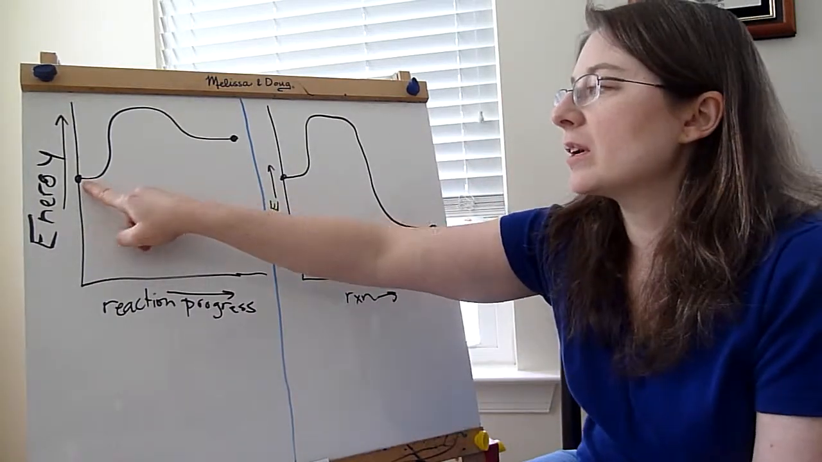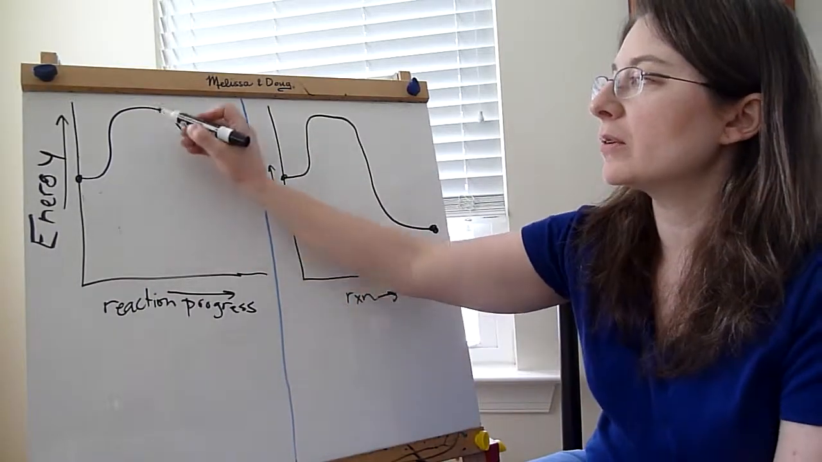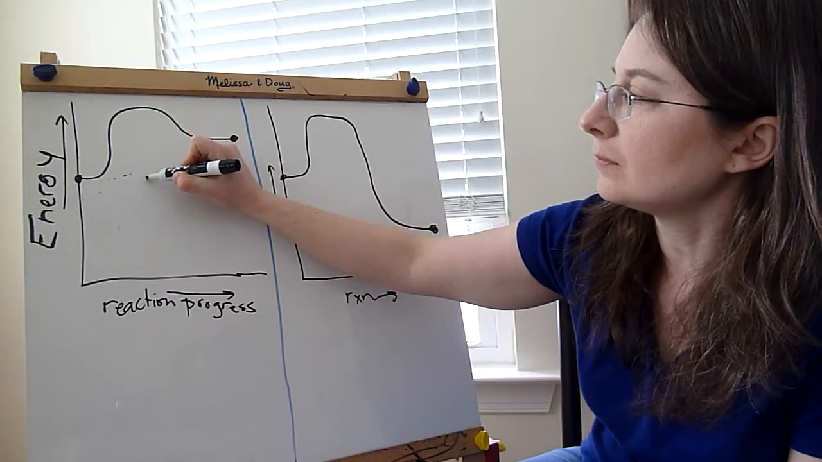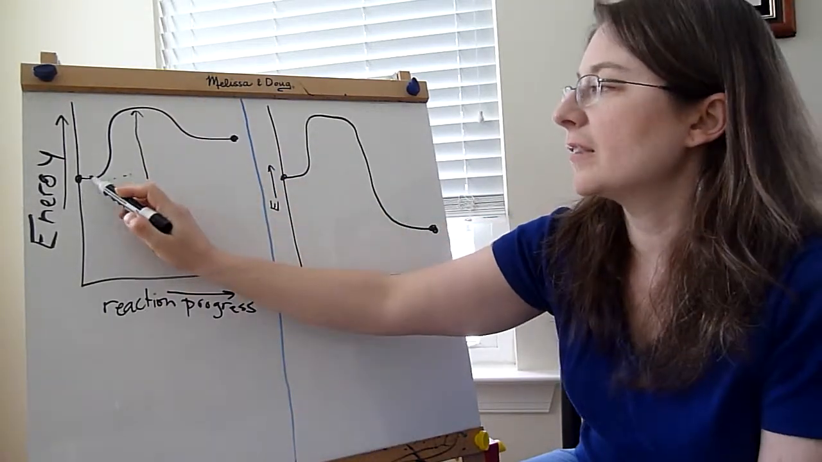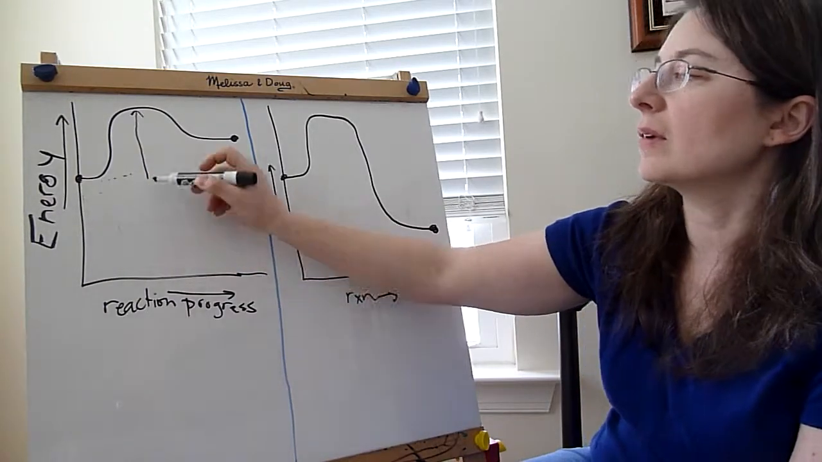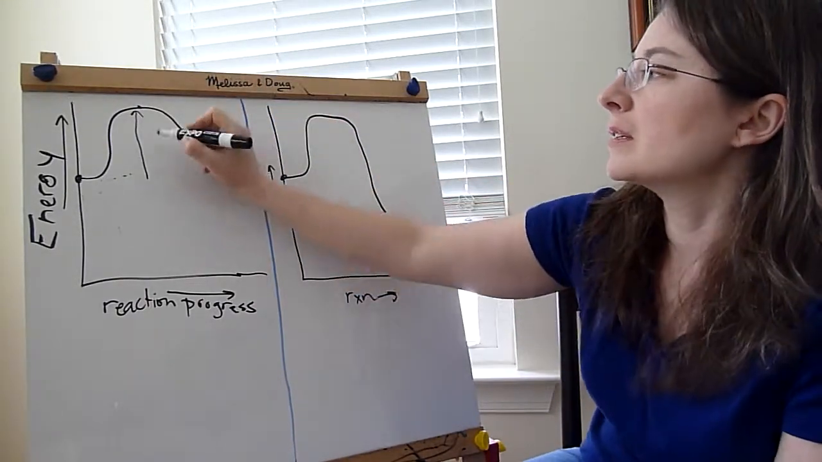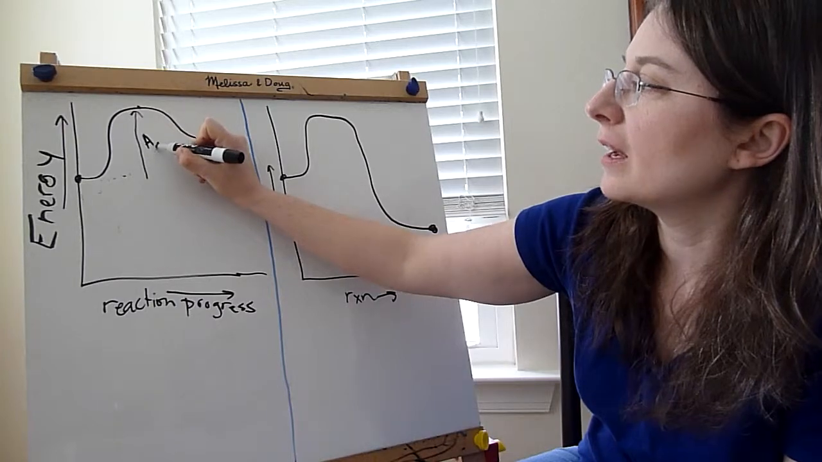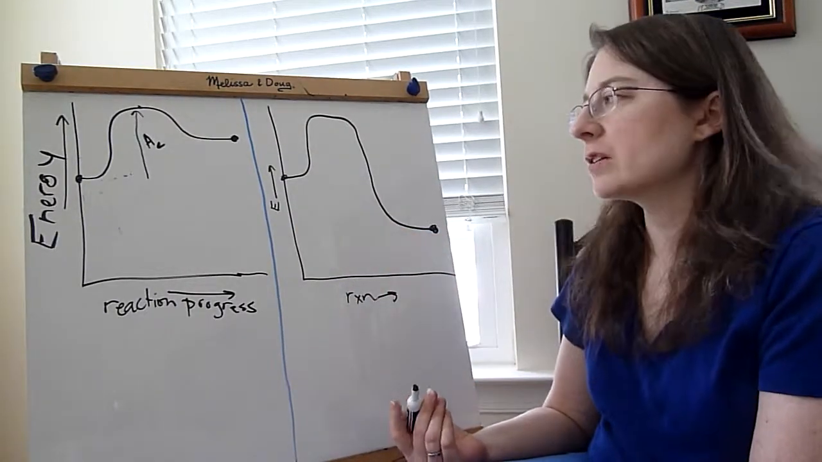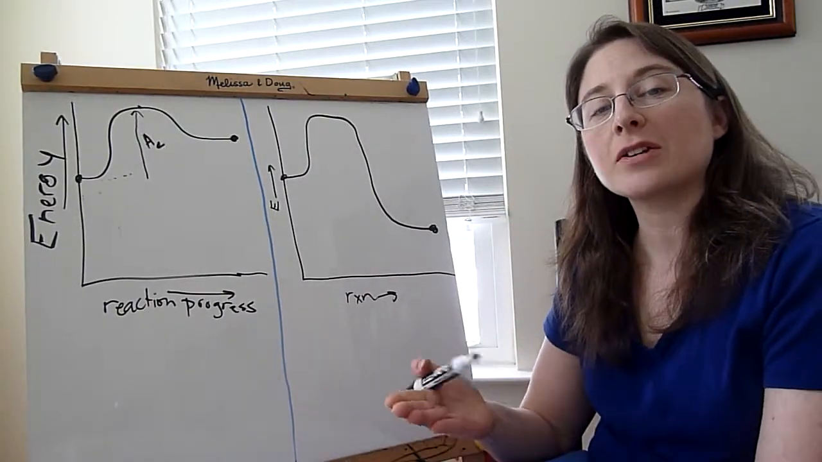So here we start at a given energy, and then every reaction has to go up over this little hump. Now this is called activation energy. It starts at the energy where all of the reactants begin, and it goes up to the peak, the highest energy point here. So I always denote it as A sub E, activation energy. Some people just call it a big capital E for energy. Activation energy is the energy required to get a reaction going.